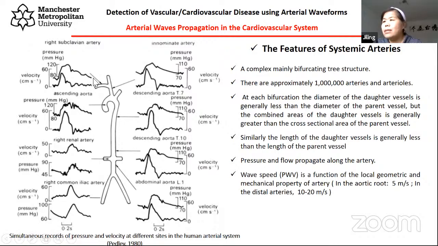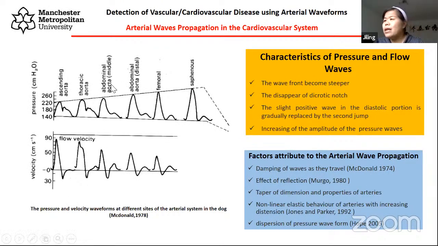Because the arterial pressure and velocity waveforms are related to the arterial wall properties, there are many scientists who have been working in this area for over 100 years. They look for information, using the velocity waveform and pressure waveform, to predict or diagnose arterial disease or healthy conditions.